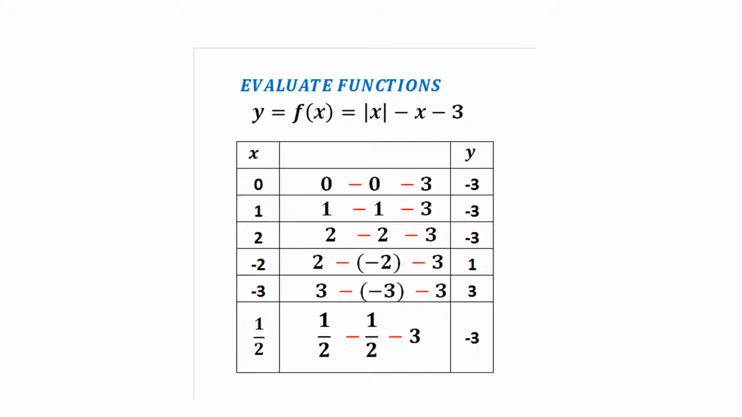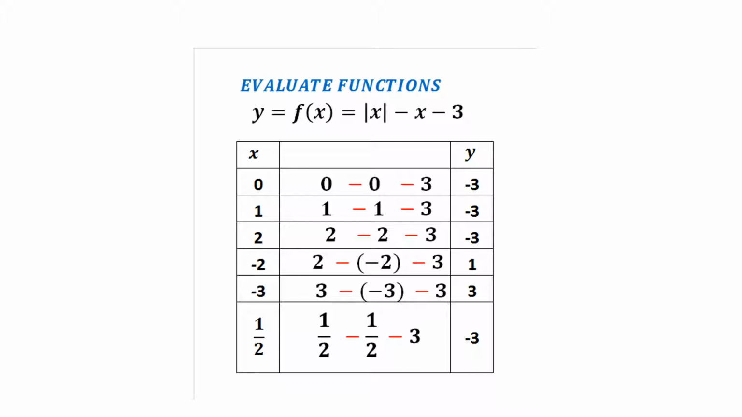Now we're going to put in x. So we got 0, 1, 2, a negative 2, a negative 3, and a half. And then we're going to see what the expressions give us. So when x is 0, 0 minus 0 is 0. Minus 3 is a negative 3 for y. Put in 1. 1 minus 1 is 0. Minus the 3 is negative 3. Put in 2. 2 minus 2, minus 3. The 2 minus 2 is 0. Negative 3 again. In fact, you could put any positive number in, and I think you would realize that the answer is always going to be negative 3.